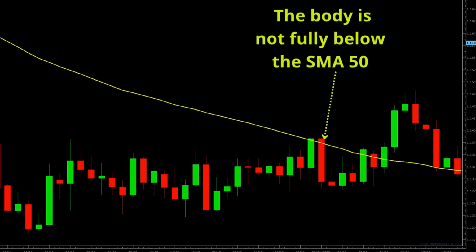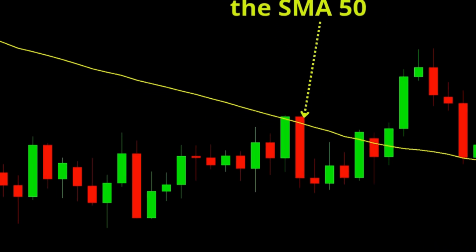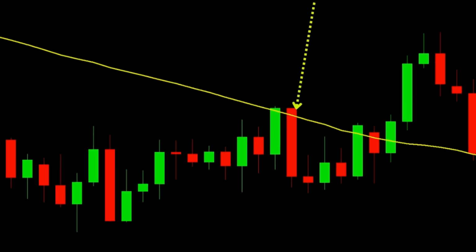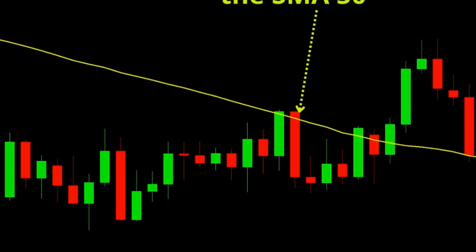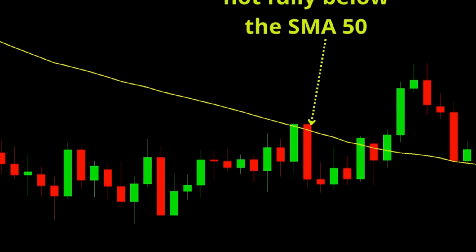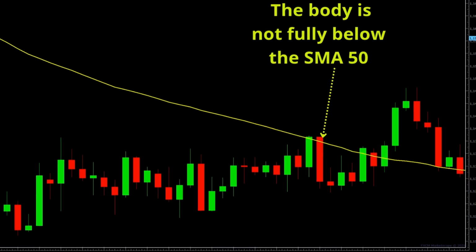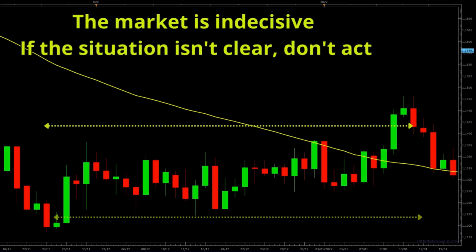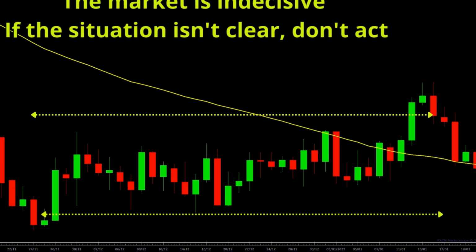Secondly, the body must be fully below the SMA 50. This example shows the price action being choppy and briefly crossing the moving average. This is a common trap. When the SMA 50 is cutting through the price, the market is not trending decisively, and we should avoid placing a trade. The final chart shows a clear example of an indecisive market.